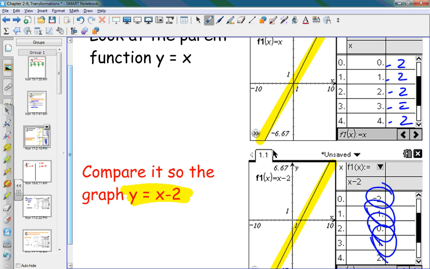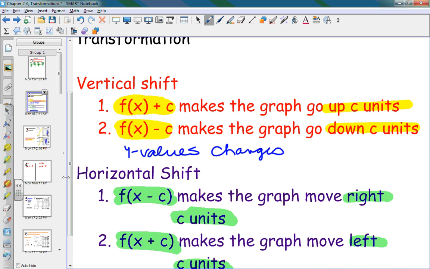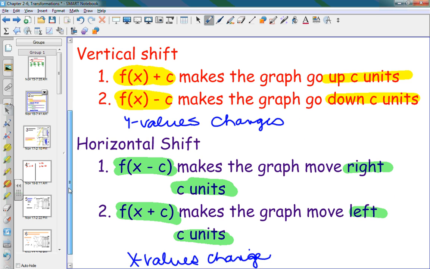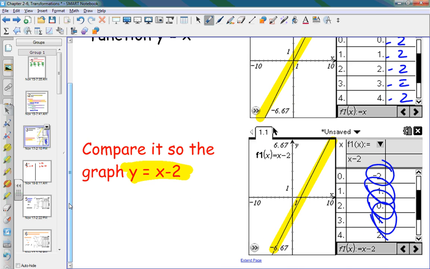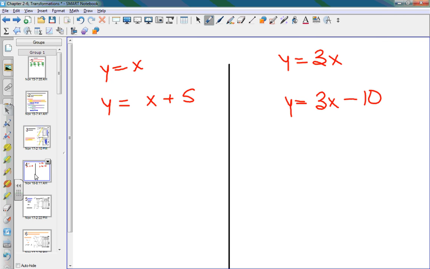Look, when it's a vertical shift, your y values change. When it's a horizontal shift, your x values change. In this problem, did my x values change? No, they did not. They're still 0, 1, 2, 3, 4. Now, here's my parent function, y equals x. Now that I have y equals x plus 5, what happened to that? I'm going up 5 units.